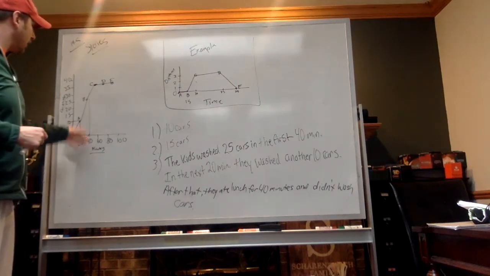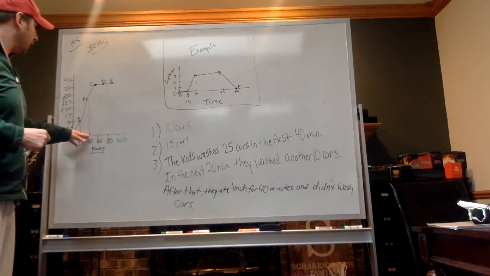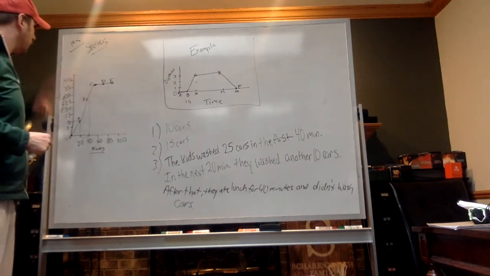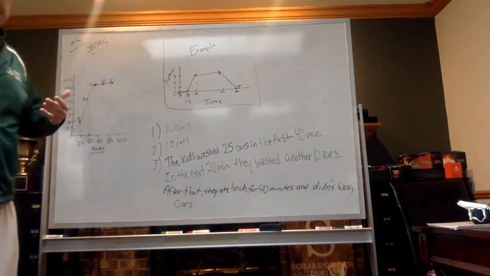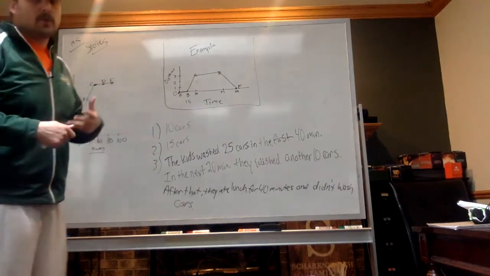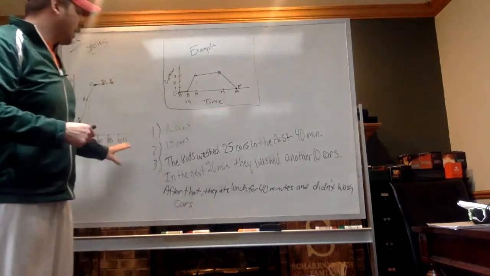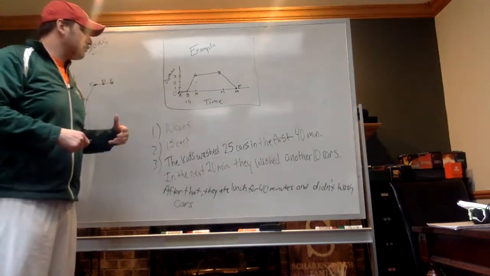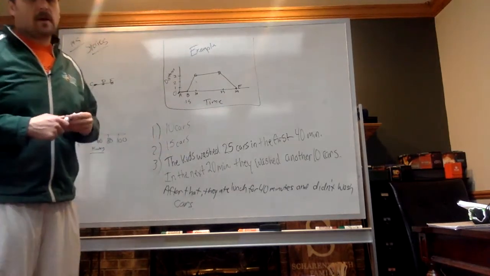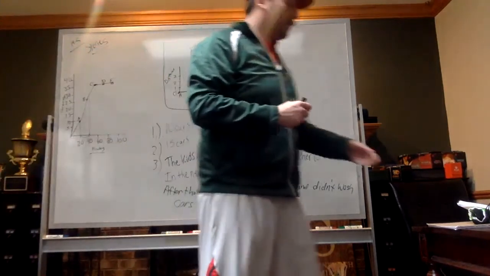You could have also said from 11 to 11:20, they washed 10 cars. From 11:20 to 11:40, they washed another 15. From 11:40 to 12, they washed another 10. And then from 12 to 12:40, they washed 0 cars. So if you want to actually use the time, you could. If you want to talk about just how it worked within minutes, you could do that as well. But this is just creating a narrative for graphs.